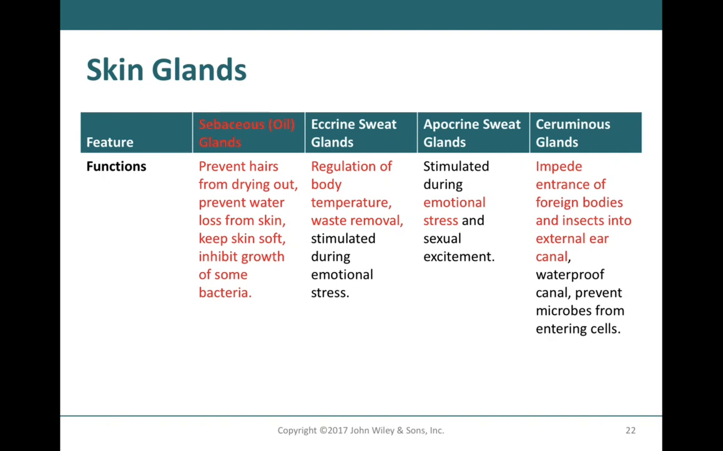So this is where we get the idea of nervous sweats. Again, these are found in the armpits and the genital regions. So it will also make sense that these will secrete during times of sexual excitement. Lastly are the ceruminous glands.